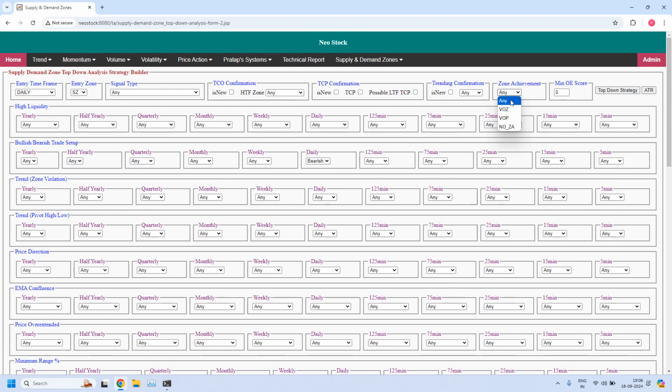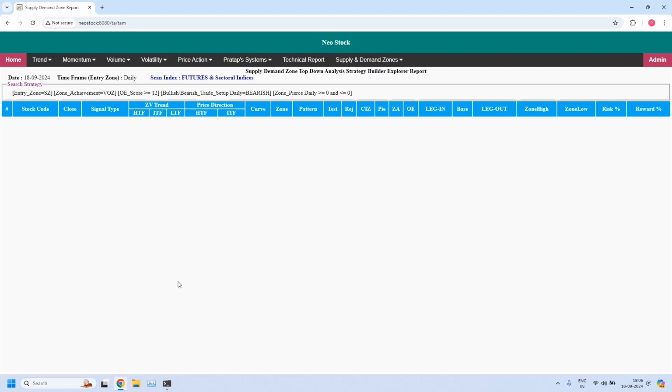Zone achievement is violated opposing zone. Minimum odd enhancer score should be 12. All the 3 filters are applied to the daily supply zone. So none of these stocks are currently supporting a bearish trade setup for monthly income trade. We don't have any stocks.